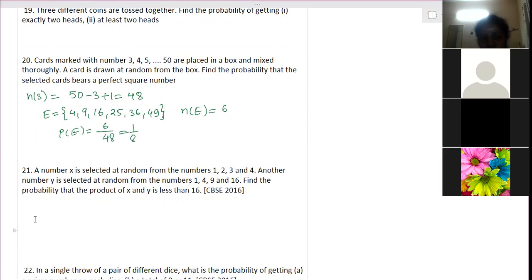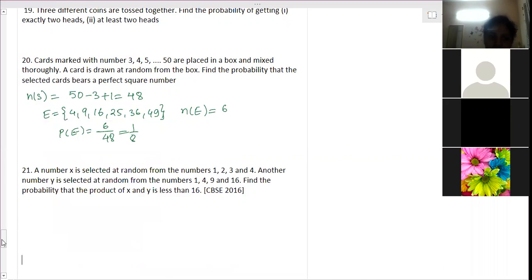Next question. A number x is selected at random from the numbers 1, 2, 3, 4. Another number y is selected at random from the numbers 1, 4, 9 and 16. Find the probability that the product of x and y is less than 16. So what do you have to calculate here? We calculate all the pairs, find out all the possibilities and then find out the favorable outcomes.